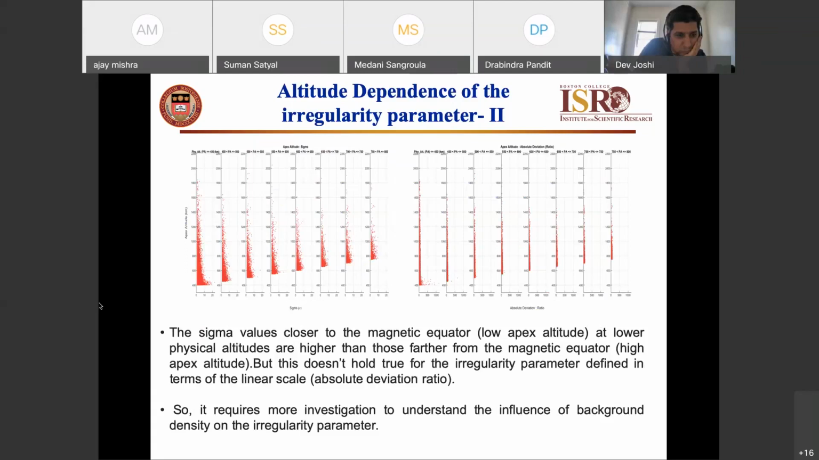We now look at the data in a different way. We bin the observations in physical altitude and see how they vary in apex altitude. We see sigma values closer to the magnetic equator at lower physical altitudes are higher than those farther from the magnetic equator, which is not the case with the irregularity parameter defined in terms of linear scale. So it requires more investigation to understand the influence of background density on the irregularity parameter, and we cannot draw definite conclusions.